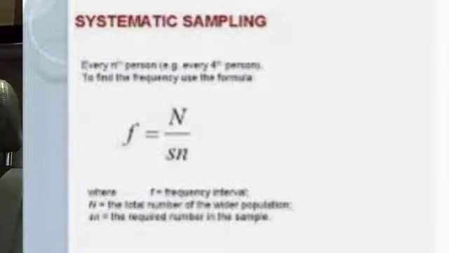Take for instance, if we are to sample 200 from a poultry farm that is about 5,000 in population. Usually our starting point will be between number 1 and the interval. How do we get the interval? You divide the total population of the poultry farm by the sample size. That's 5,000 divided by 200. Then you get 25. So our starting point will be between 1 and 25, which will, of course, be randomly decided.